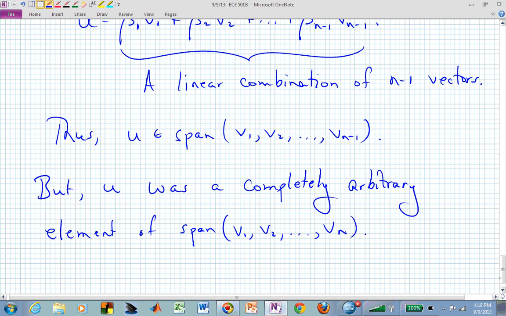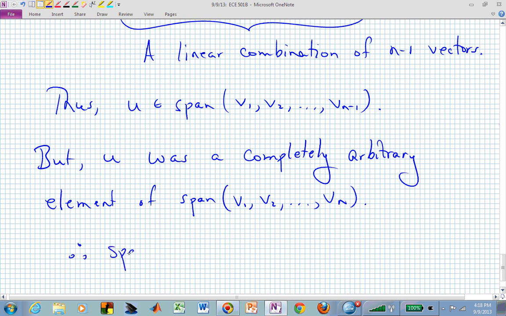of that span, which now allows us to say that the span of v1, v2 up to v sub n minus 1 is the same as the span of our original set. And that's sort of the end of that demonstration, or that proof. So we can throw out vectors if we have a linearly dependent set and not destroy the span behavior of that set of vectors.